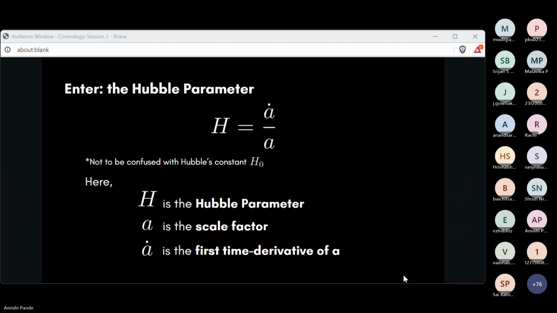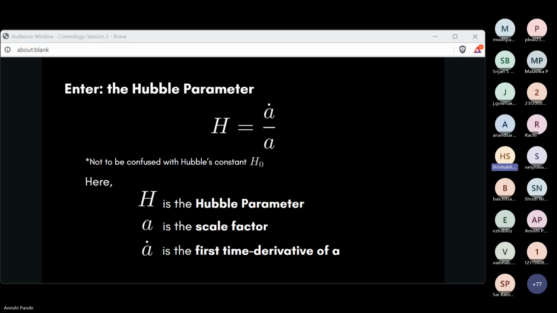Hubble constant is important because we are living in the present world. So we would like to know the value of Hubble parameter at the present time, because the stuff that we are observing right now is determined by the value of all these parameters at the present time. That is why A naught is important, H naught is important, all the naughts are important, because these are all constants.